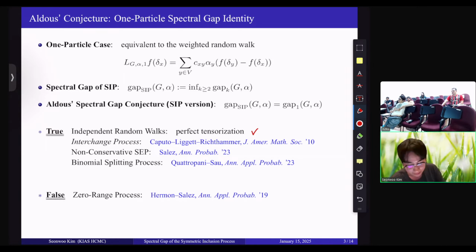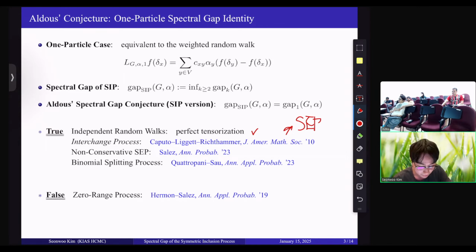And this interchange process also implies the result for SEP, because SEP can be viewed as a projected process of the interchange process. After this, the conjecture was quite perfectly solved in 2009 or 10. But afterwards, people tried to study whether this kind of identity or non-identity holds in many other related models.